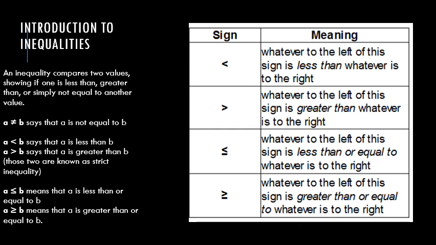Now remember what we have learned in lower classes, the crocodile way of learning: the mouth of the crocodile is always towards the larger amount. In that way also you can remember, but you have to remember all four inequality symbols before we move on to the inequalities of triangles.